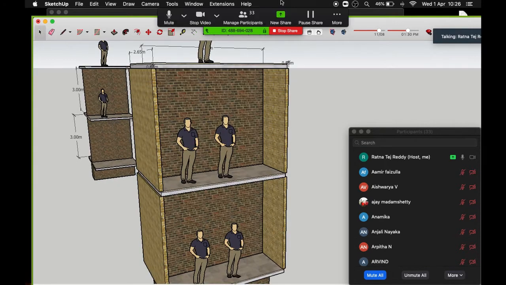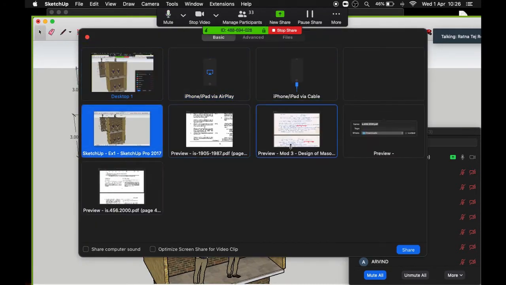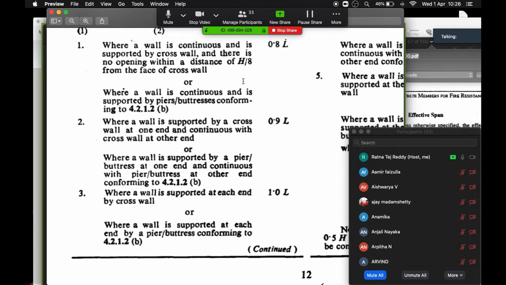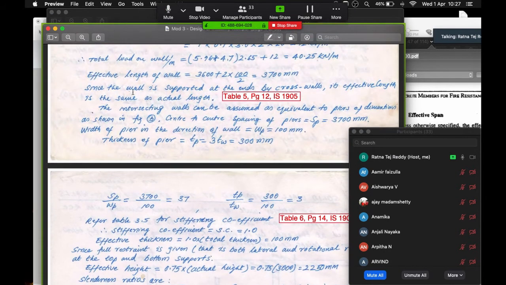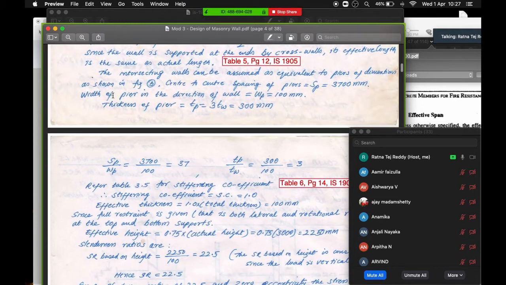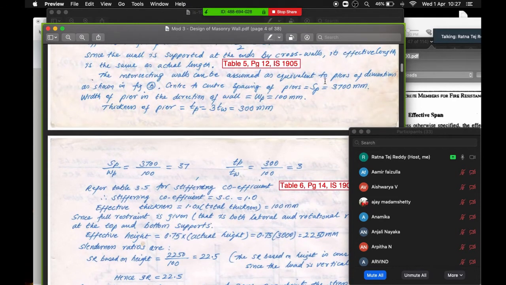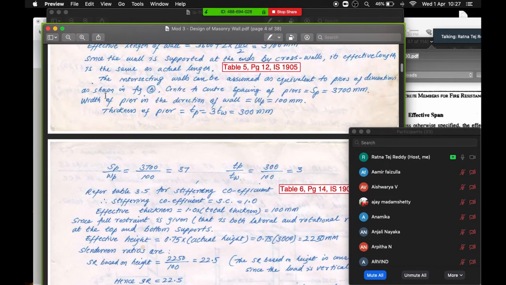Now, moving on. The intersecting walls can be assumed equivalent to piers of dimensions as shown in Fig B, center to center. Spacing of piers is 3.7 meter. Width of the pier in that direction is okay.